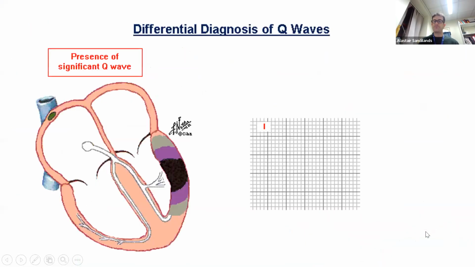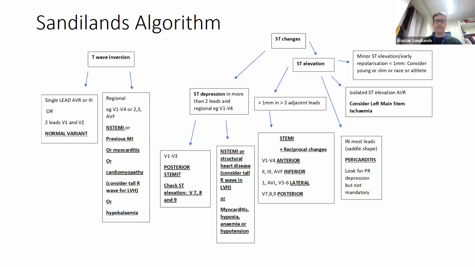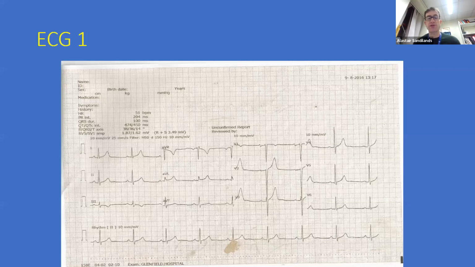So let's just go back to, okay, so let's go through some examples. I'll give you a little bit of time to look at them, and then I'll give you all the answers. I think there's about 12, I think, ECGs. So have a look at this one, please.